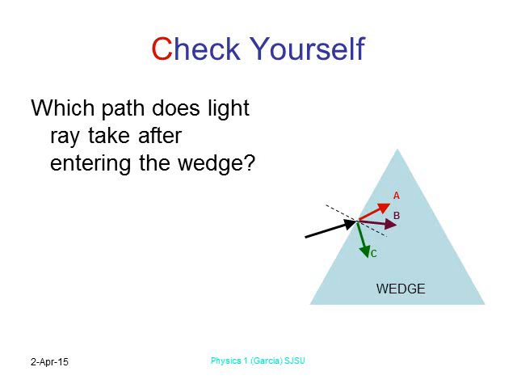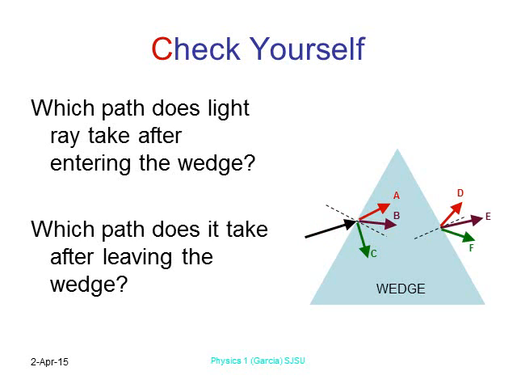All right, which path does light take after entering the wedge? Well, let's think about that for a second. We have light coming in. Here's our normal. It's going into a more dense material. If it were to go straight, it would be A. If it did some kind of crazy bounce, like a mirror here, it would be C. It's not going to be either of those, right? It's going to come in and bend toward the normal.